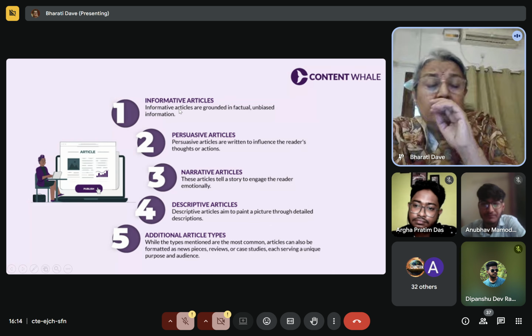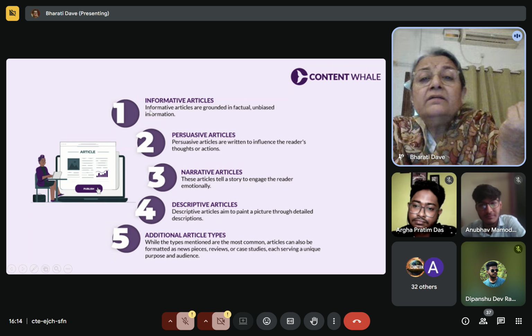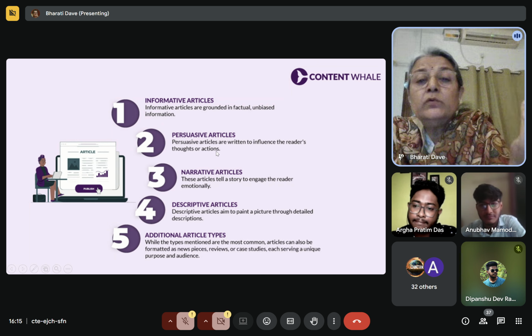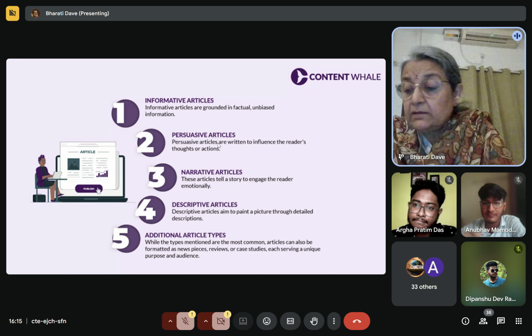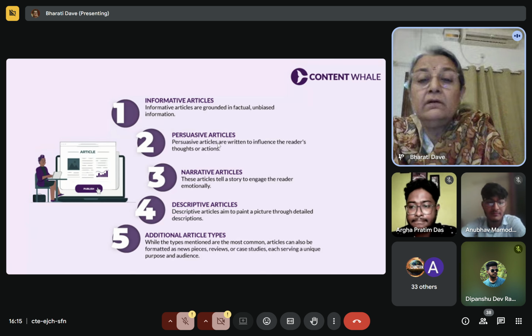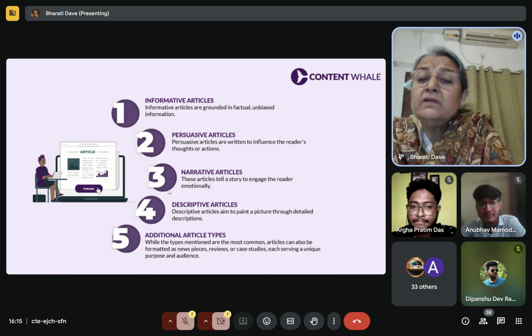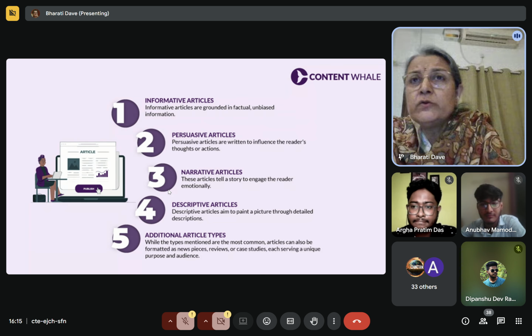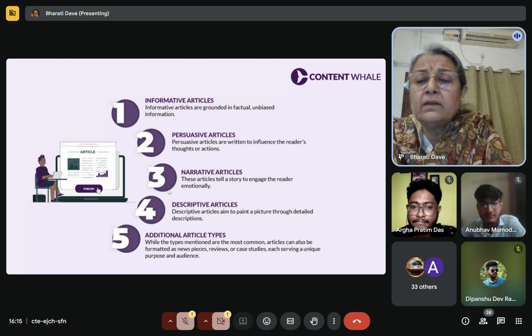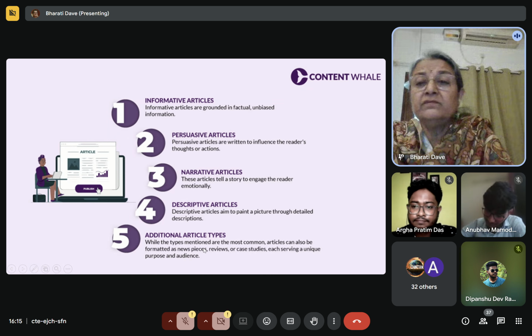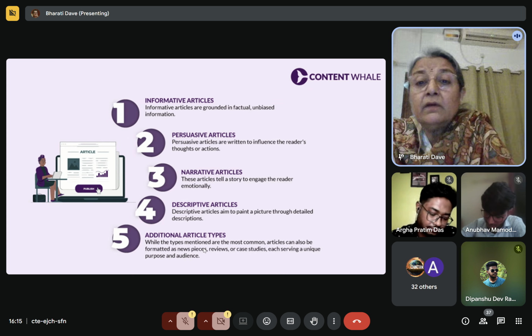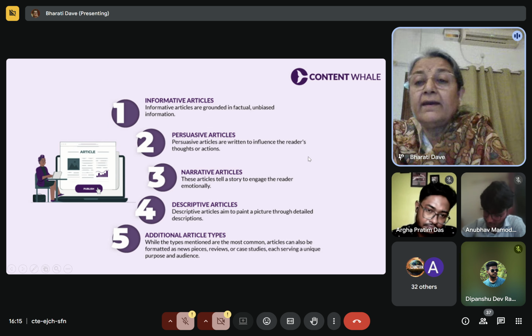Now, the general thing is that articles can be informative, they can be persuasive, that means you're trying to influence the reader's thoughts and action. They can be narrative, in the sense that you're narrating an event or a journey. They can be descriptive, as regional geographers do, or description can be of an event. And they can also be case studies, news type, or a letter, in many forms.